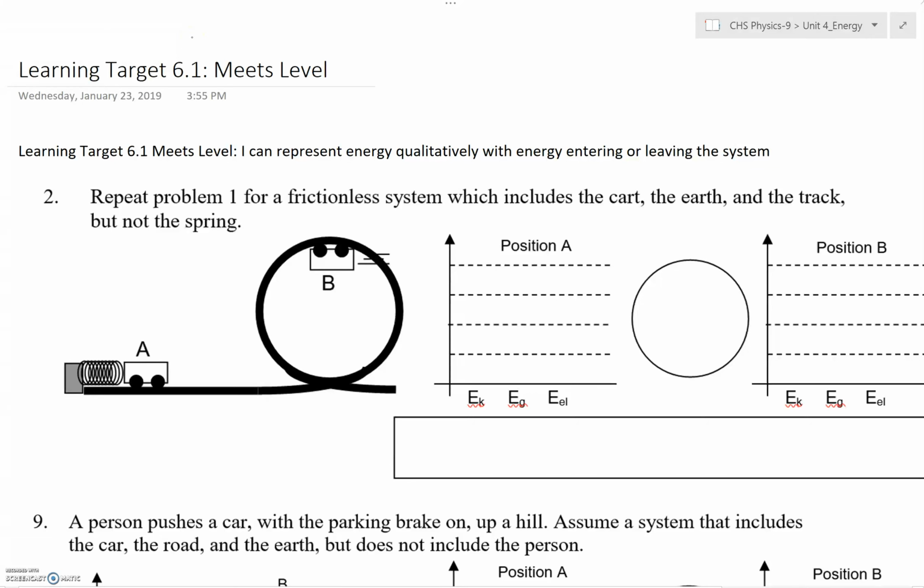6.1 at the MEETS level says I can represent energy qualitatively, and remember that qualitatively means no math, with energy entering or leaving the system. So if you watch the basic level one, we just did LOL diagrams with no energy entering or leaving the system. The MEETS level is energy entering or leaving the system.